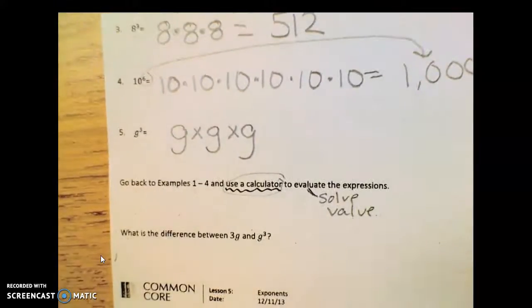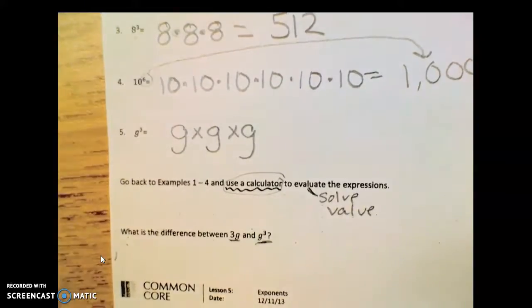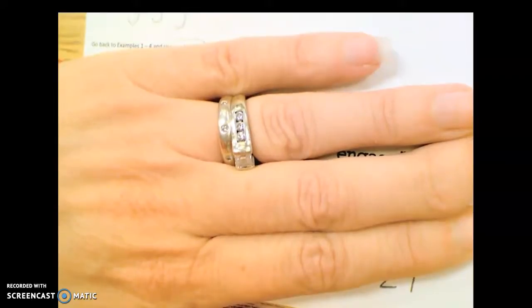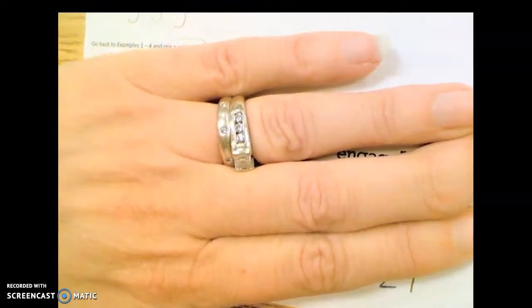All right, this last question down here is kind of small, but this is one of the big takeaways from the last 2 lessons. What is the difference between 3g and g to the 3rd? Take some time to think about that and answer, and then check back in to see if you are correct.